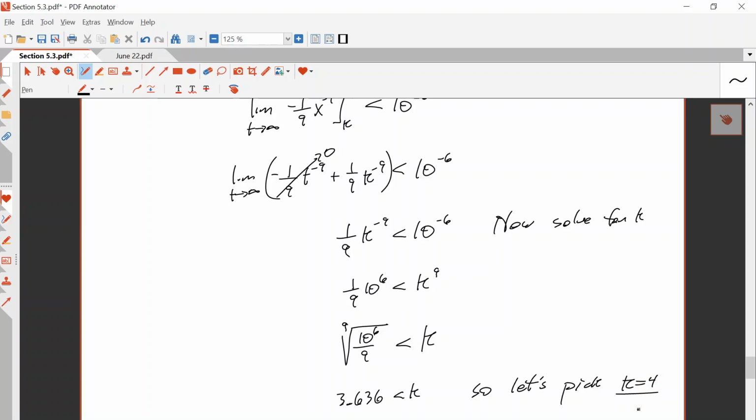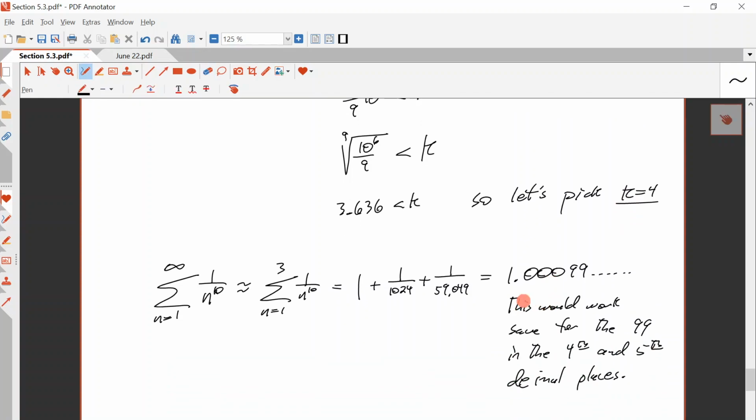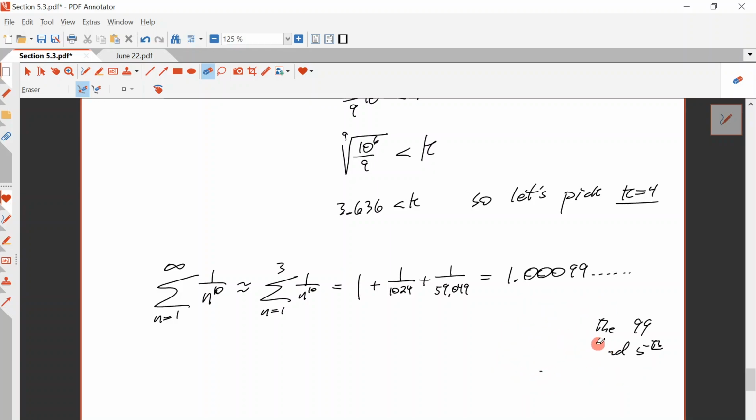Let me double check that. 1,000,000 divided by 9 to the 1/9 power is 3.636. So we'll pick the 4th partial sum. So the sum 1 over n to the 10th is approximately equal to the sum of 1 over n to the 10th, the 4th partial sum. So 1 over 4 to the 10th. So 4 to the 10th is 1,048,576.